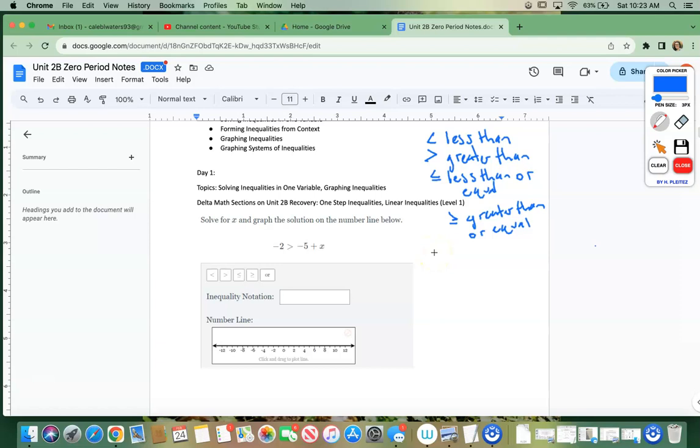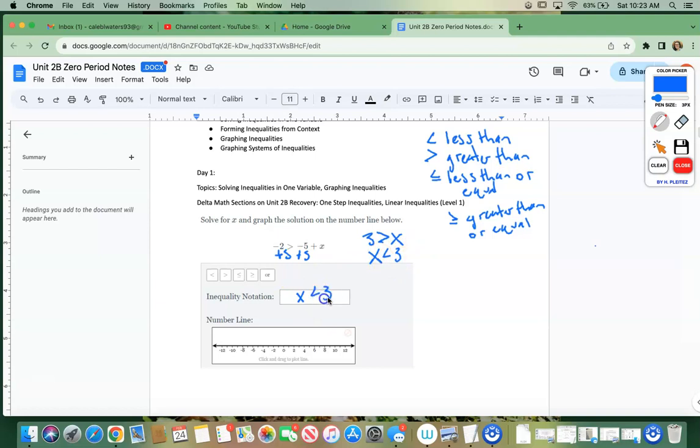Now with that, let's go ahead and solve this one for x and see what we got. If you add this 5 here, negative 2 plus 5 would be 3 is greater than x. And if you like that flipped around, you can always just keep the sign facing the correct direction. So this is the same thing as this. Notice it's facing away from the x towards the 3. And that's how we write that.